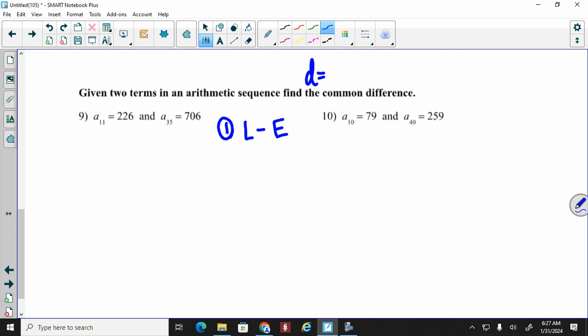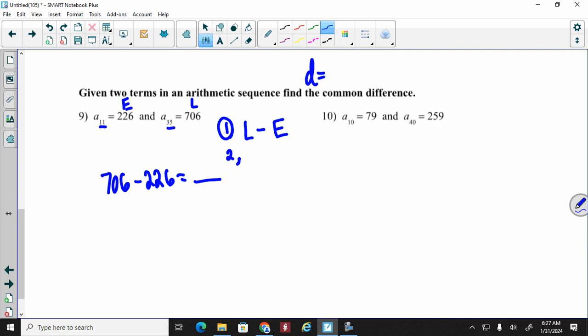All right. Now remember, you got to pay attention to these little numbers. So 35 comes later than 11. So this is my later term. This is my early term. Okay. So 706 minus 226. I'm going to get a number. I don't know what that number is because I don't have my calculator.